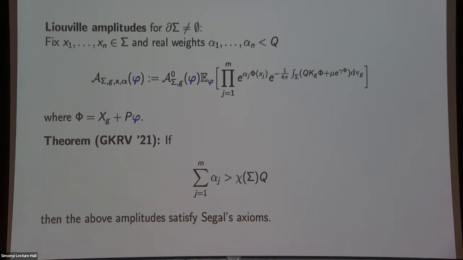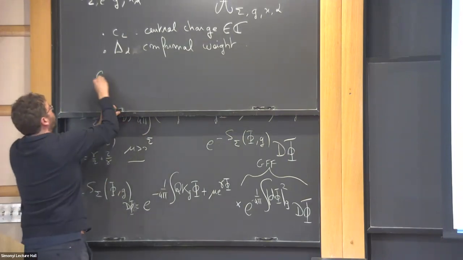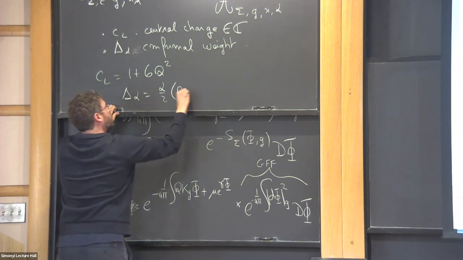You've got this very complicated construction. Maybe you will say something about computing these things explicitly in some cases, but my question before was: does Segal prove that if there is a theory, it's unique? Are the axioms determining? No, it is not unique. A conformal field theory is fields with weights and a central charge. For you, the central charge is 1 + 6Q², and the conformal weights are given by alpha over 2 times (Q minus alpha over 2).